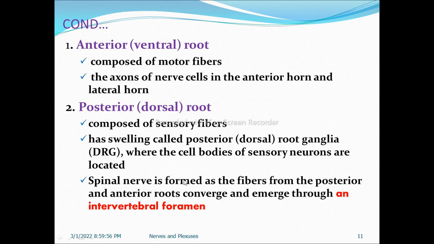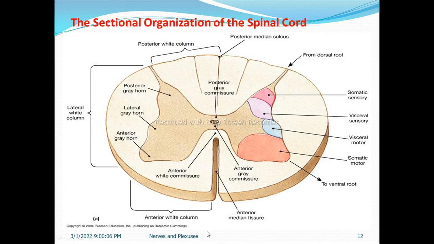So a spinal nerve is formed as fibers from the posterior and anterior roots converge and emerge through an intervertebral foramen. The spinal cord is found in the vertebral foramen, but the spinal nerve, which is a combination of the anterior and posterior roots, is found in the intervertebral foramen. So let me show you here.